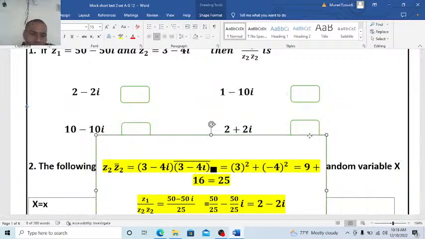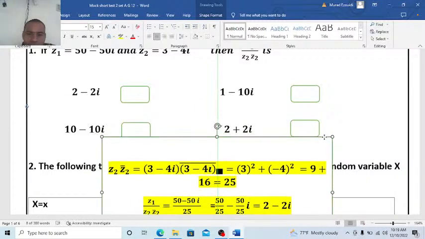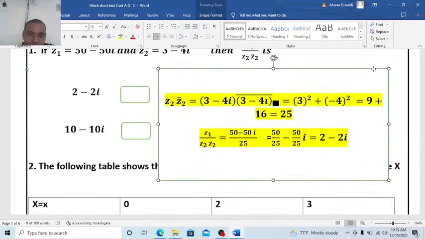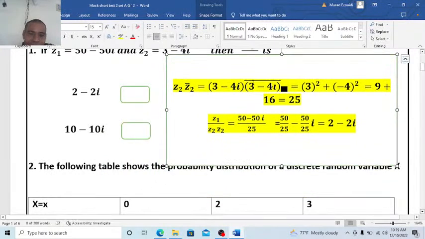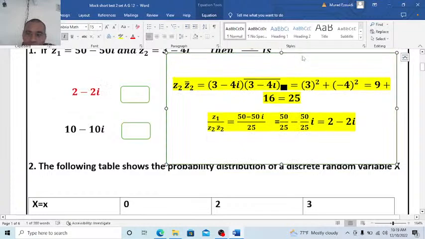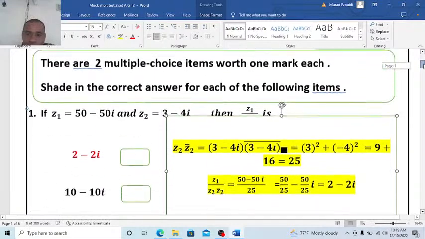The third option is 10 minus 10i and 2 plus 2i. So as here, the correct answer, my learners, is what? This one. Okay, you should take this. So this is the correct answer. I wish that you got the point. How can you figure out, let's say, the solution of the first question?